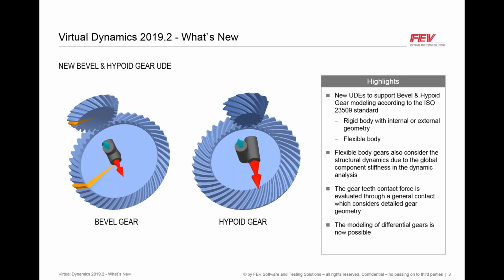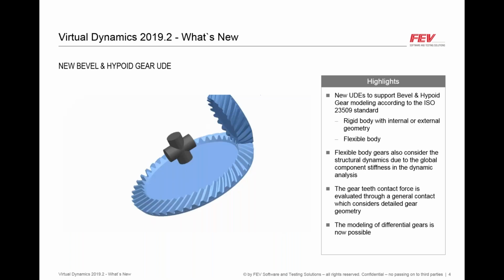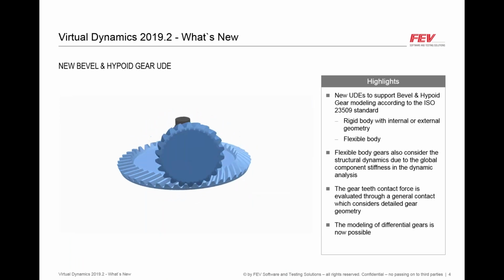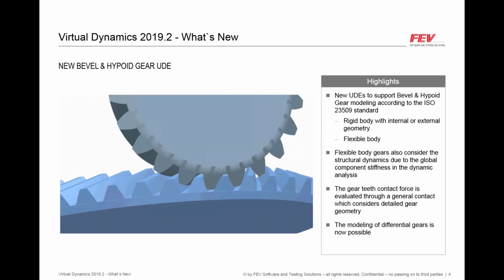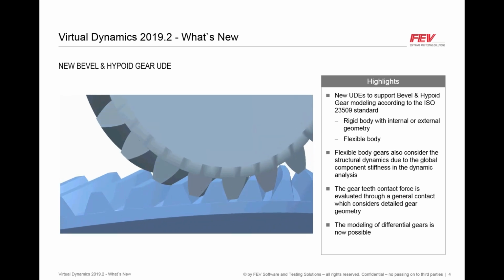A few words about the new bevel and hypoid gears. We have new UDEs to support bevel and hypoid gear modeling, and it is based on the ISO standard 23509. The bevel and hypoid gears can be rigid body with internal or external geometries, which are parametric, or it can be a flexible body by means of a model neutral file. The flexible body gears also consider the structural dynamics due to the global component stiffness in the dynamic analysis.